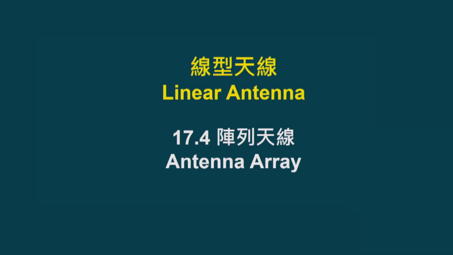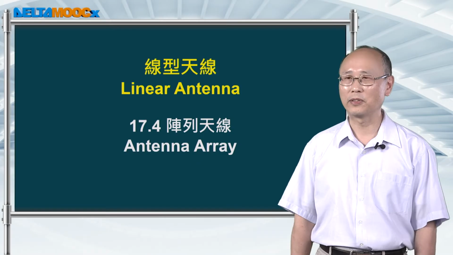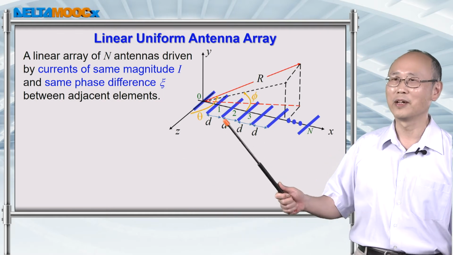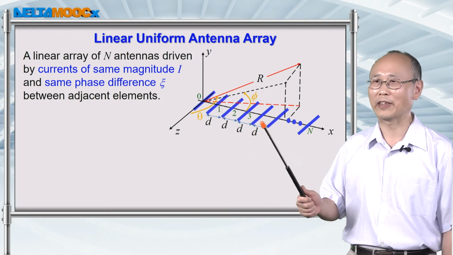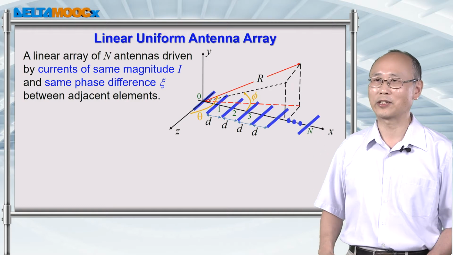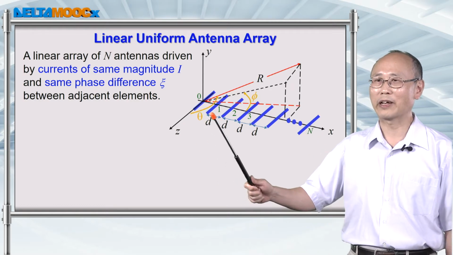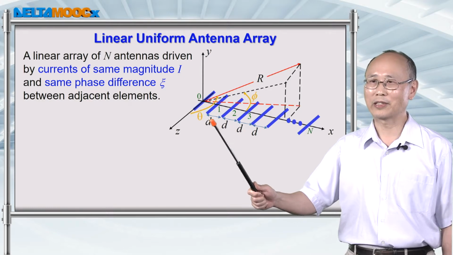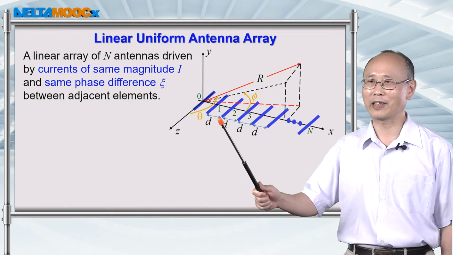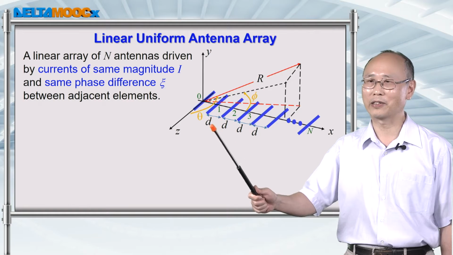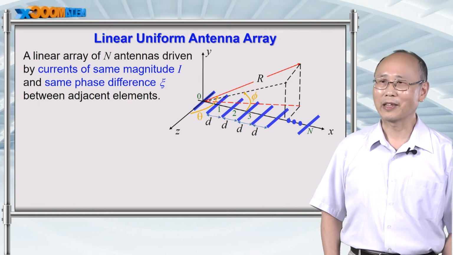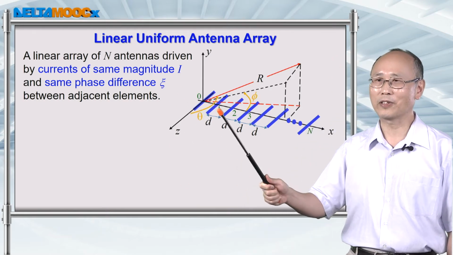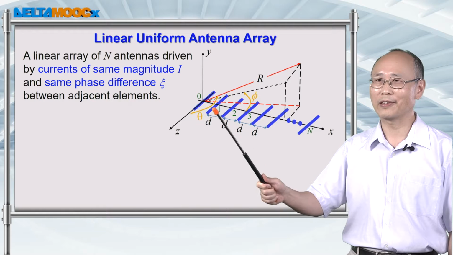In this section, I'm going to add a few antennas into discussion. For example, in this diagram, I have a periodical array of antennas arranged along the x direction, and all the antennas have the same length. Also, the separation of the antennas is denoted by a distance d. And in this arrangement, we allow a phase difference for the currents driving the antennas.